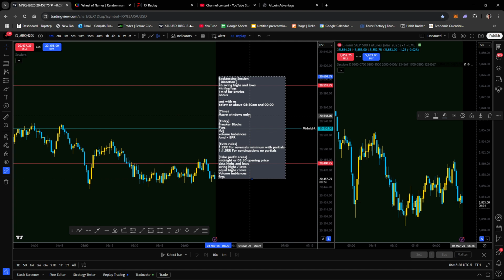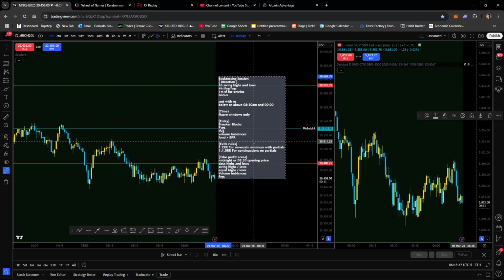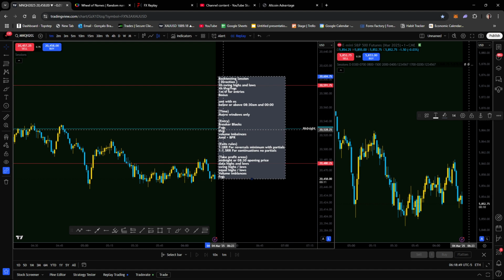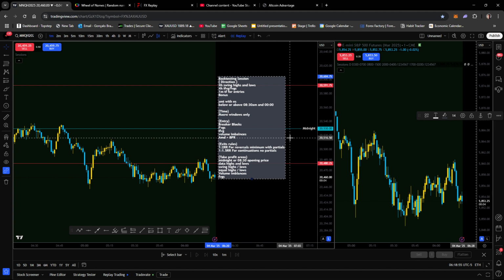Entries, we're going to use breaker blocks, fair value gaps, inversions, volume imbalances, accumulation, manipulation, and distribution. This is AMD with a BPR. So a BPR is a balanced price range between an inversion fair value gap and a normal fair value gap. We use the 50% of the inversion to take sells or buys.